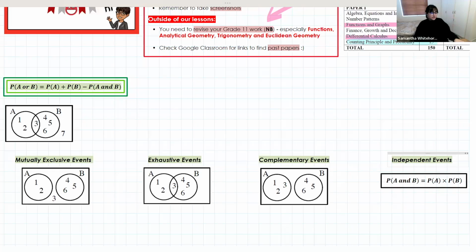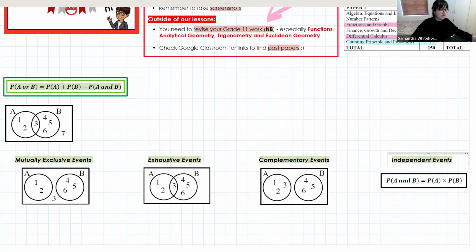What I want you guys to just take note of in terms of probability is the fact that on your formula sheet, we only give you the probability rule. So the thing in the green blocks up at the top there, as well as the basic formula for probability that you sort of learned from grade 8.